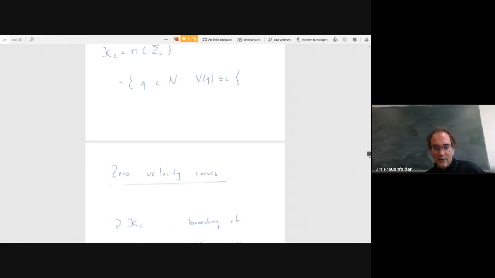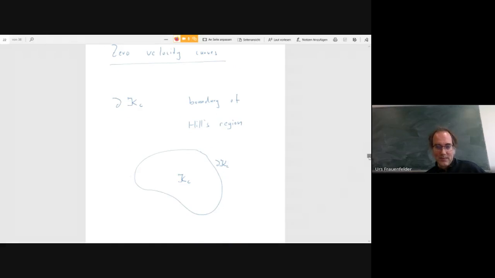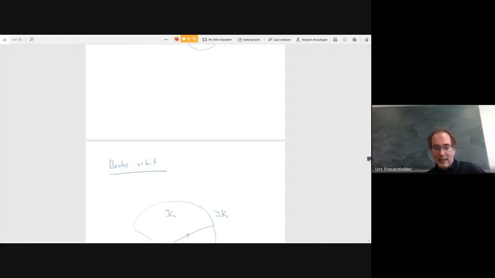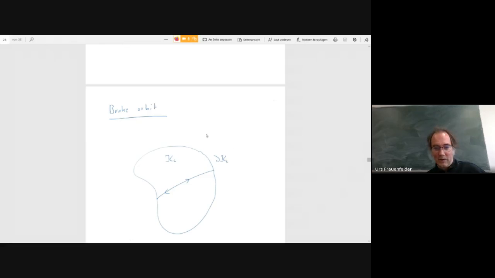And now the boundary of the Hill's region has an interesting interpretation, because for this mechanical Hamiltonian, the p variable, the momentum, is just dual to the velocity. And at the boundary of the Hill's region the momentum is zero, so the velocity is zero. So this means that the boundary consists of the so-called zero velocity curves. If your particle hits the boundary, it will stop for a moment, but you still usually have acceleration. So you will not stay forever, but for a moment you stop there at the boundary, and that's where the term brake orbit comes from.